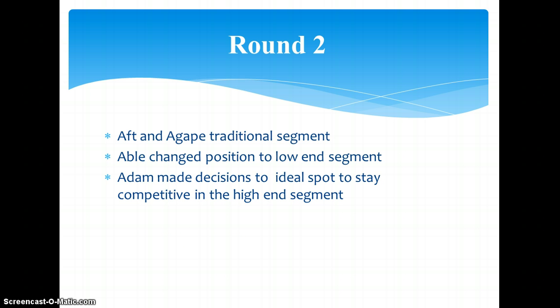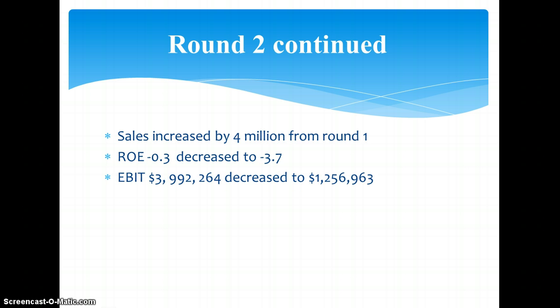Round 2. We entered decisions for Aft and Agape to move the products closer to the traditional segment. For Able, our company changed the position to the low-end segment to be more competitive for round 2. No changes were implemented to the Acre product. For Atom, we made decisions to be in the ideal spot to stay competitive in the high-end segment. Our sales increased by $4 million from round 1.